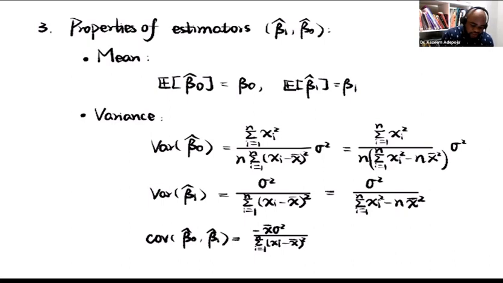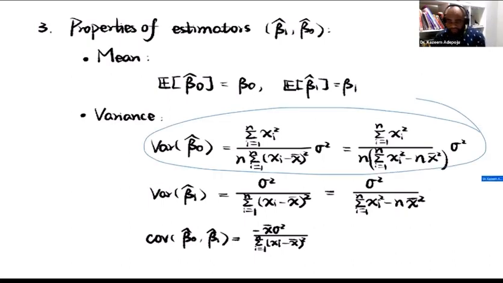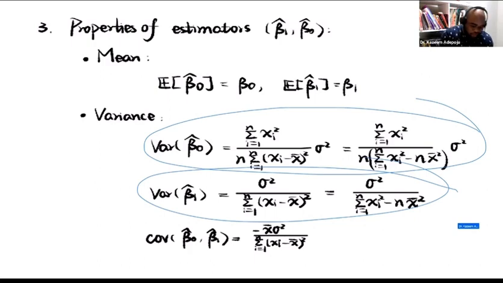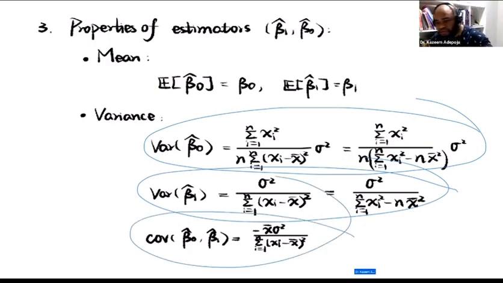Now, another thing we're going to do is we also need to obtain the variance. What is the variance of beta naught cap? What is the variance of beta one cap? And what is the covariance of beta naught cap and beta one cap? So why do I need these expressions?